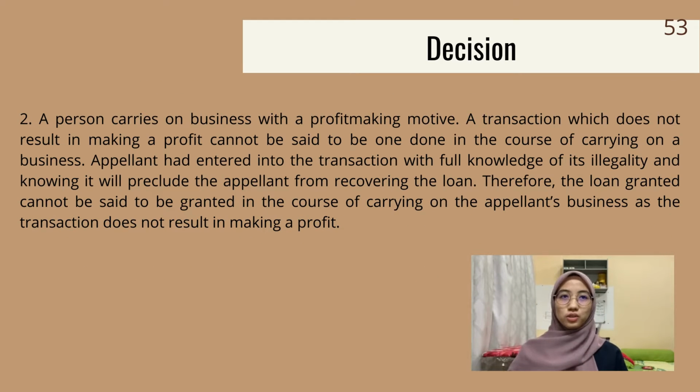For the second issue, the decision held is that a person carries on business with a profit-making motive. So a transaction which does not result in making a profit cannot be said to be one done in the course of carrying on a business. The appellant had entered into the transaction with full knowledge of its illegality and knowing it would preclude the appellant from recovering the loan. Therefore, the loan granted cannot be said to be granted in the course of carrying on the appellant's business, as the transaction does not result in making a profit.